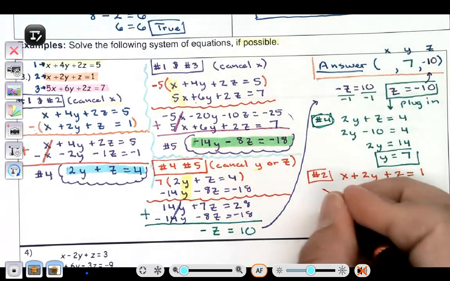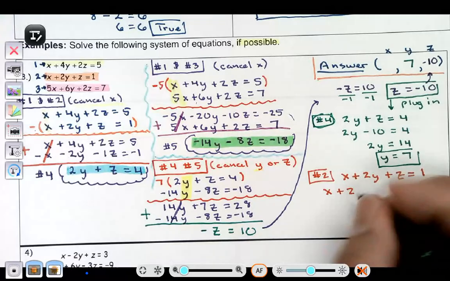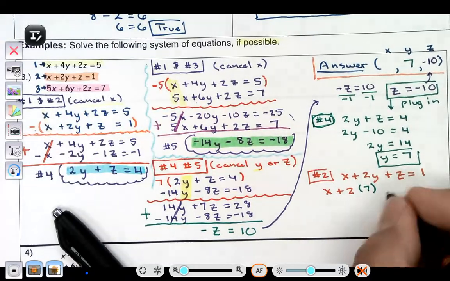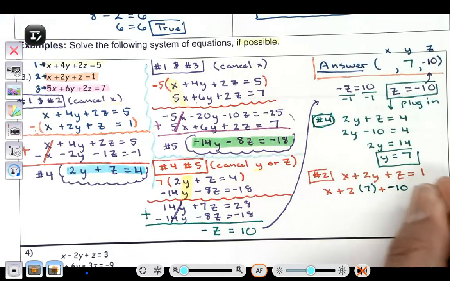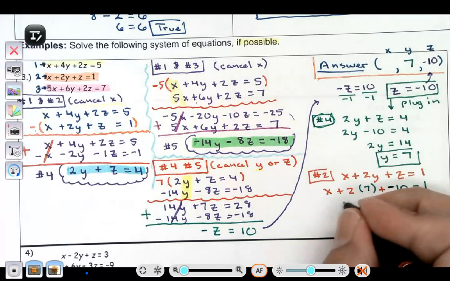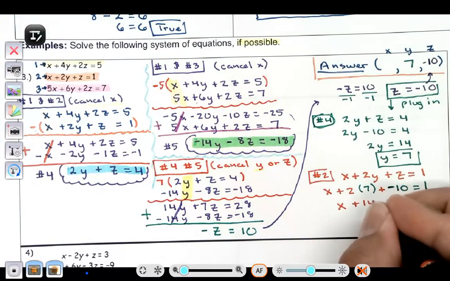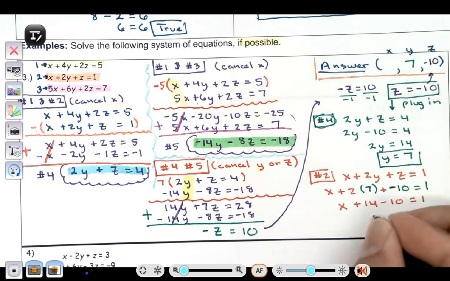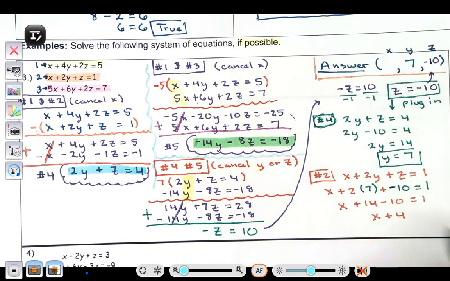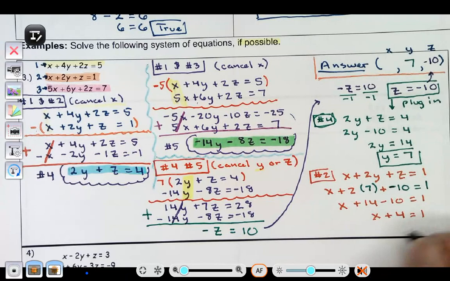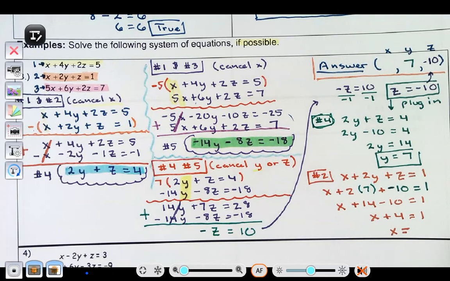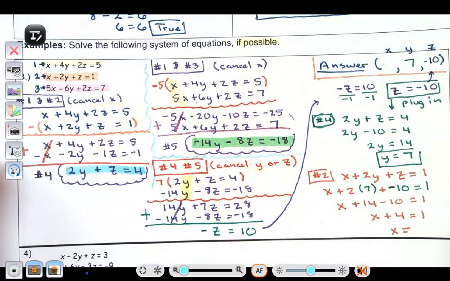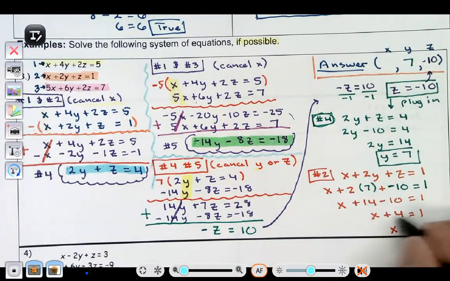And now I'm going to plug in x plus 2, the y is 7, plus the z, well, that's negative 10, so maybe I should have just said minus 10, is equal to 1. So it says x plus 14 minus 10 is 1. X plus 4, because you got to combine your like terms, is equal to 1. And here it is, finally, after all this work, and that's why you have to be very careful. Take your time. You don't want to make one little mistake because then it's hard to find. Subtract your 4 from both sides, and your x is negative 3.